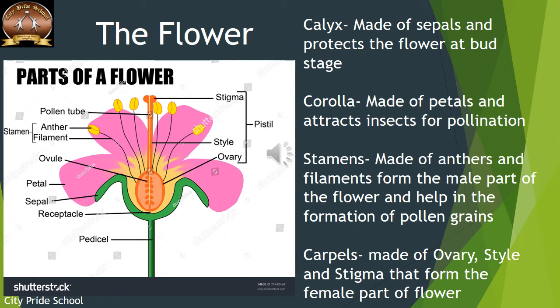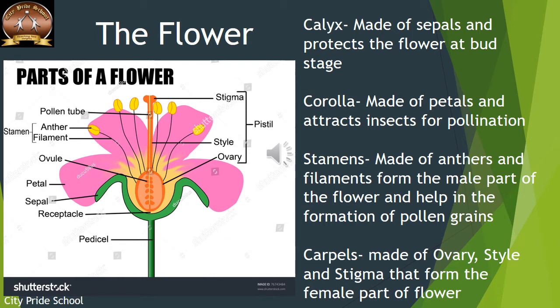So let's see what are the parts of the stamen. Generally, it's made up of anther and the filament, which forms the male part of the flower and helps in the formation of pollen grains. Pollen grains are formed in the anther. Whereas the carpel is the female part of the flower, made up of ovary, style, and stigma. Now the ovary is right in the center here, which contains certain ovules inside, and then there is a long style and the stigma on top.